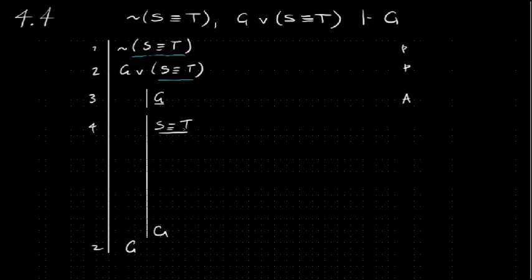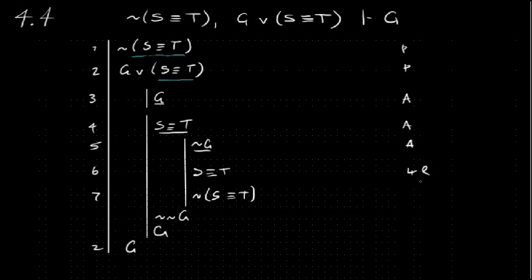Well, how are we going to do that? Well, look, we've now got the assumption that S if and only if T, and a statement on our main scope bar that contradicts it, not S if and only if T. So we can just do an indirect proof to get to G. Assume not G, assume the opposite of what we want, and then reiterate up our contradictory premises. So S if and only if T, and not S if and only if T. So that's from 4 and 1.